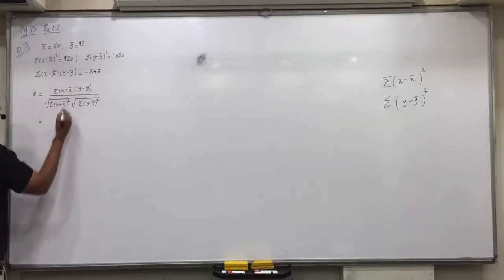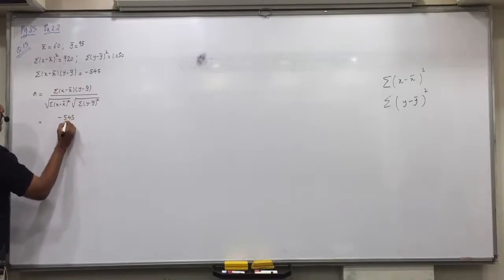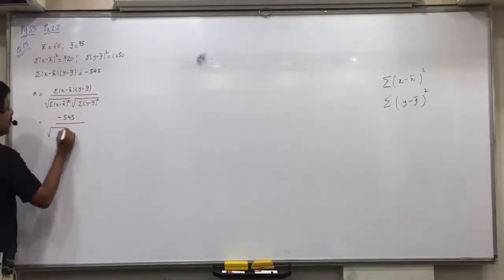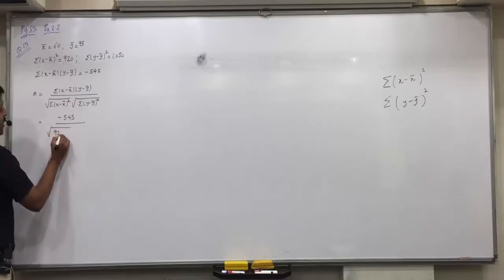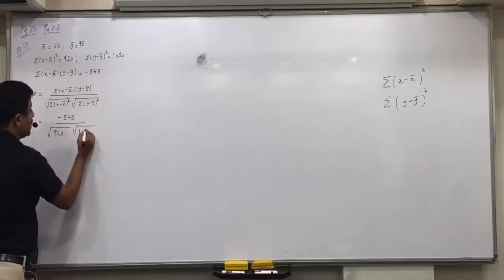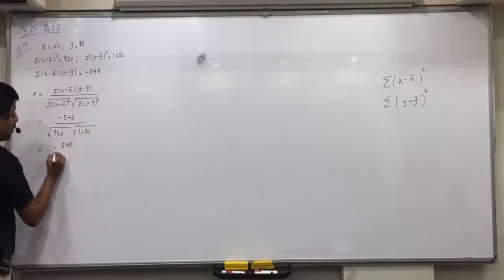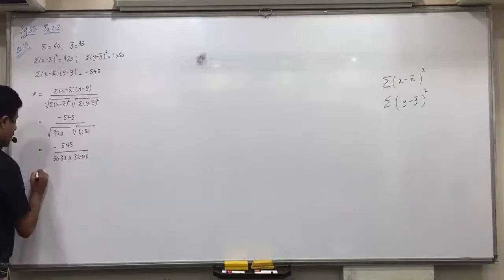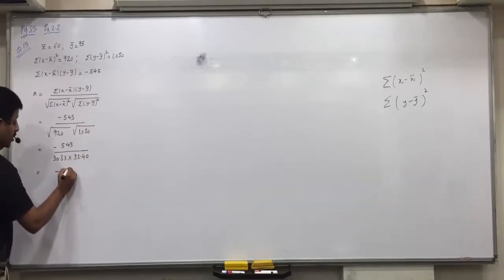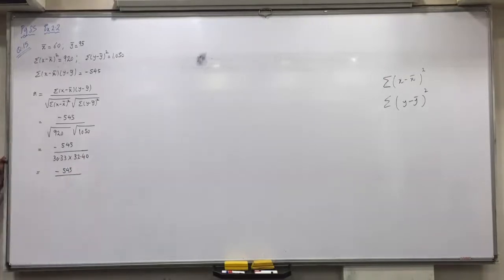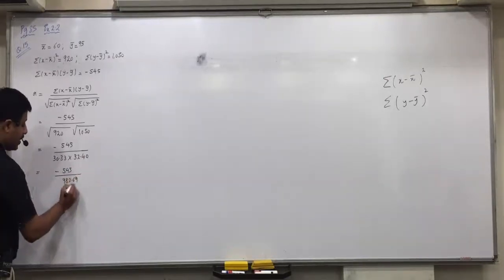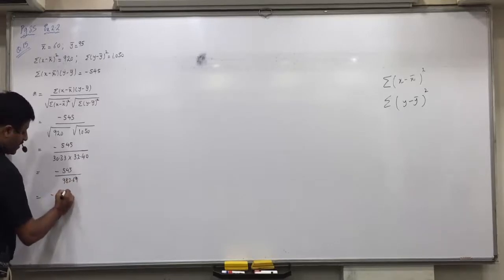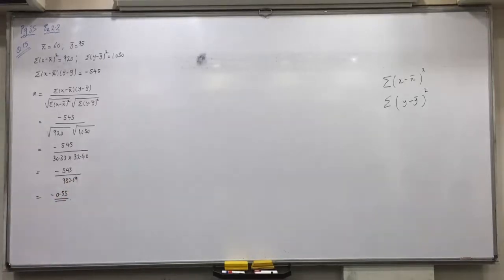So sigma x minus x bar into y minus y bar is minus 545 upon square root of sigma x minus x bar whole square is 920 into square root of sigma y minus y bar whole square is 1050. So minus 545 upon the square root of 920, which is 30.33, and the square root of 1050 is 32.40. Further, minus 545 upon 982.69, and the answer is minus 0.55. Is everyone clear with this? So this can come for 2 to 3 marks where direct formula is to be used. All of you are clear with this?